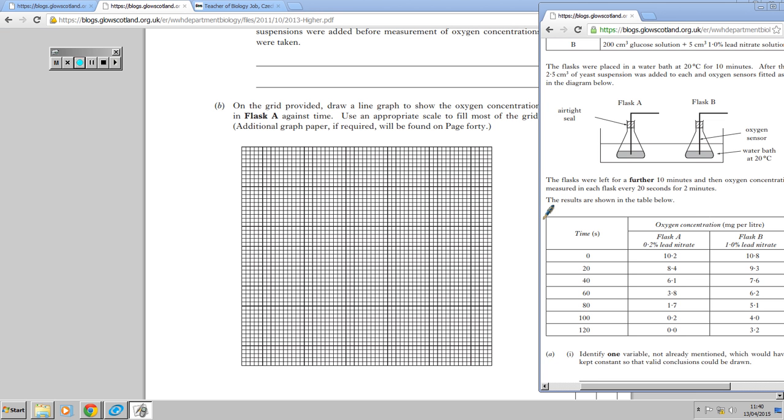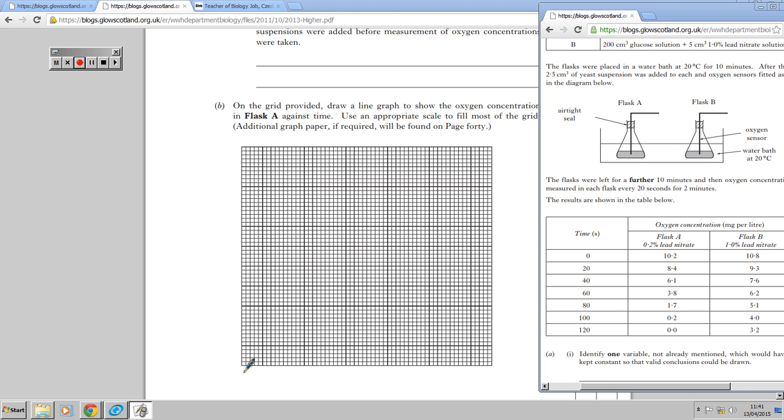The first thing you want to do is put your labels on both axes. So we're going to put time on this axis here, and time is in seconds. And up this side we're doing oxygen concentration, and it is in milligrams per litre. That's us, we've put a label and a unit on both axes. We're now going to think about our scale.